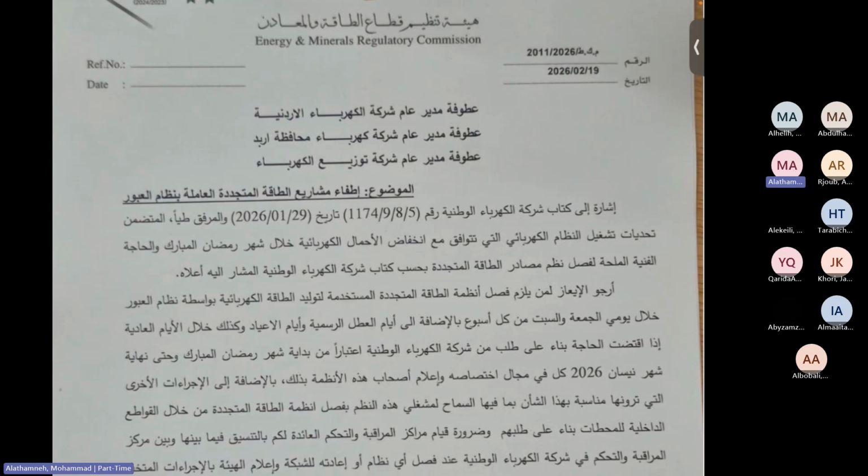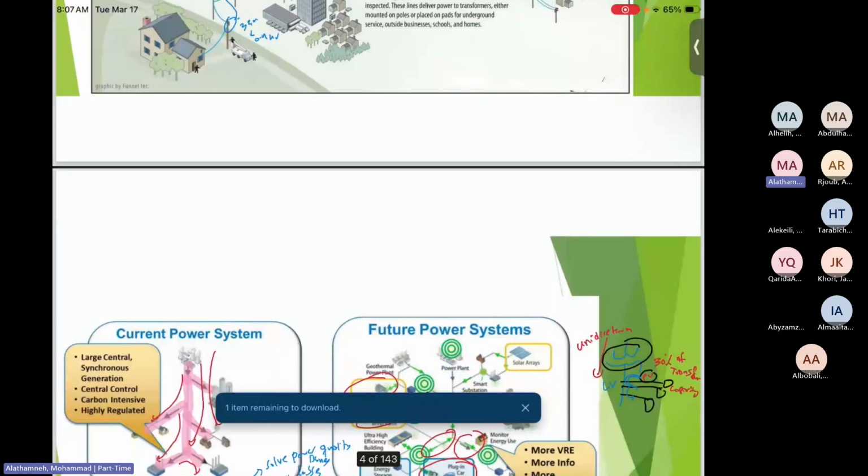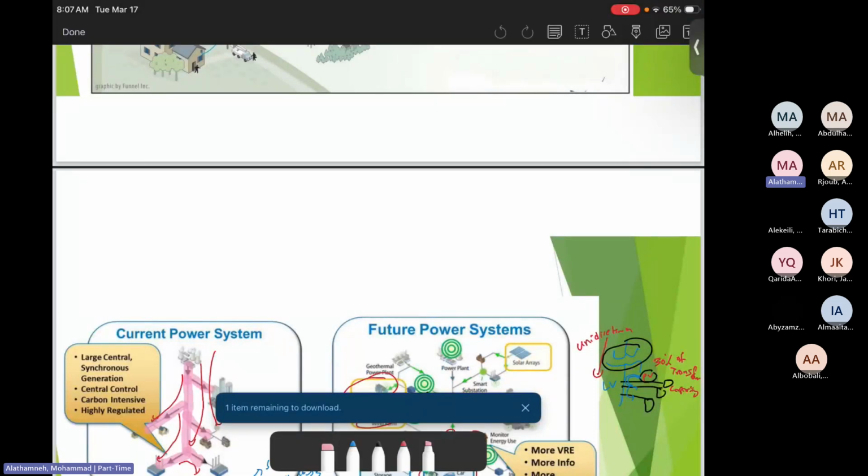One of the things is that if we use all of the renewable energy, then we will reduce the usage of fossil fuel and reduce the inertia, which will make the power system unstable. So that's one of the things related to inertia. The other thing is related to the load curve. What do I mean by load curve? Let me draw something here for you.